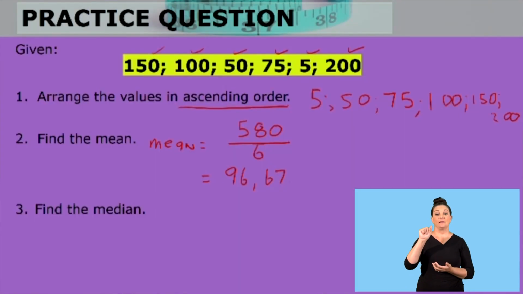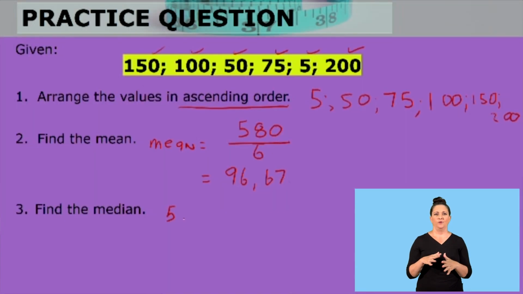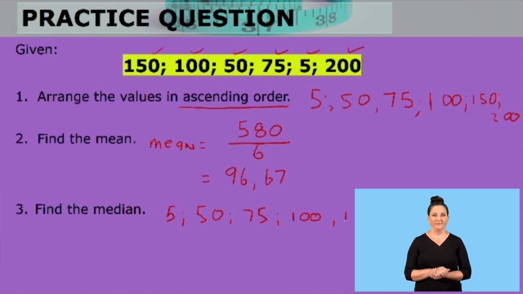Let's try the median. Find the median. So looking at that, if you remember the steps, we've got to arrange the values in ascending order first. Now, I've done that already in step 1. I just want to write it a bit neater for us. So 5, 50, 75, 100, 150, and 200. All right, we've arranged the data in ascending order.